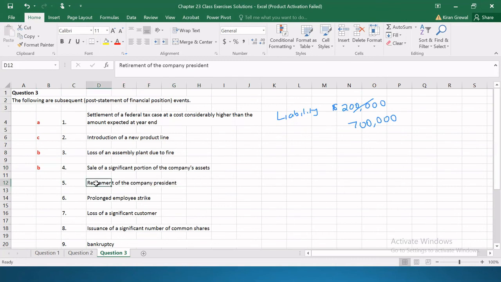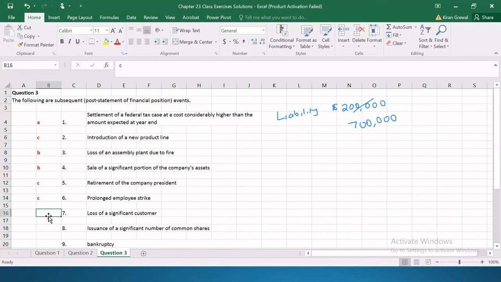Retirement of a company's president. So right after year end, the president has retired. Here you wouldn't have to do anything, but it might be nice to disclose it, but you wouldn't have to, so neither. Right? A prolonged employee strike. So soon after year end, employees went on strike. That doesn't have anything to do with the numbers at year end, so you wouldn't do anything.